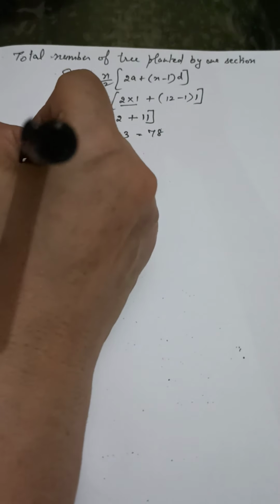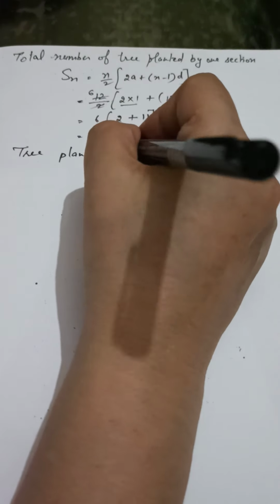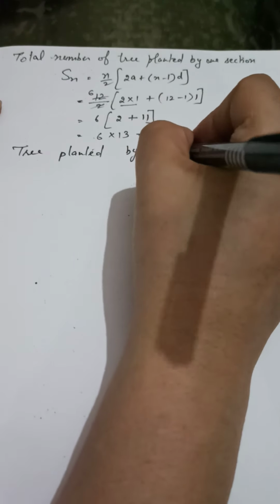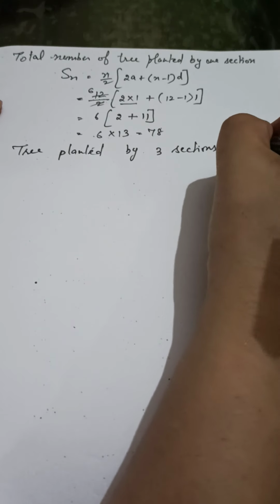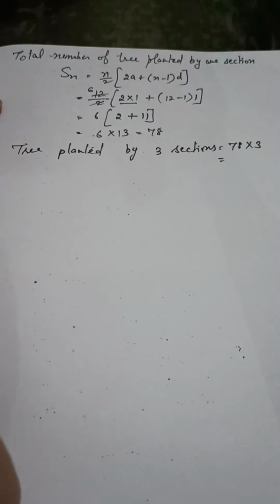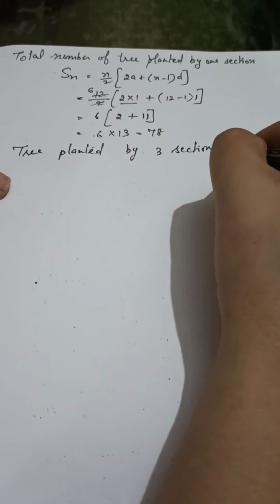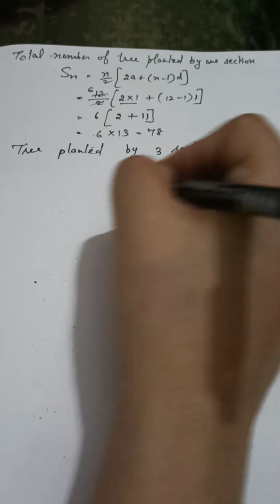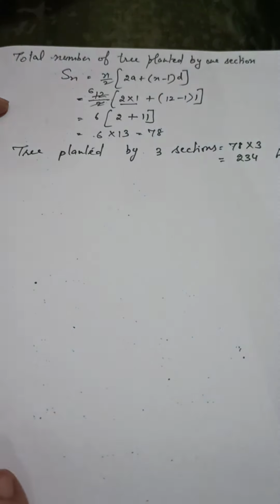So trees planted by 3 sections. Then what you will do? You will multiply 78 by 3. So we get the answer, that is 234. It is your answer.